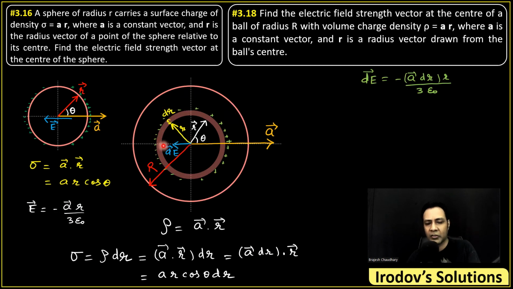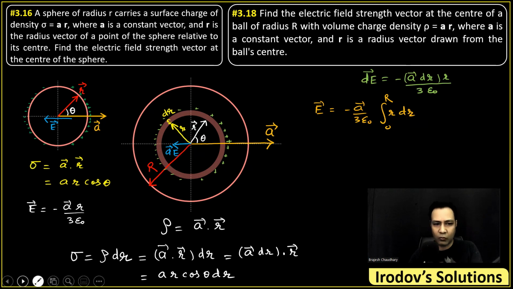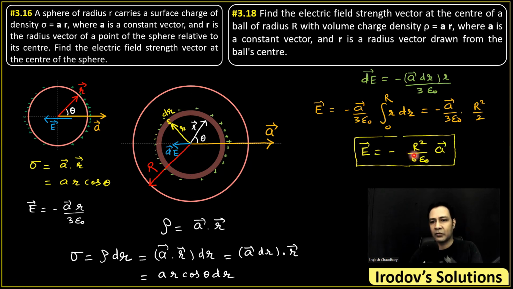Because of each shell, the electric field will be along this direction, and all these electric fields will add up to give the resultant electric field. So the resultant electric field is the vector sum of all such dE's. So net E is the integration of dE. In the integration, I will take a vector and minus 1 upon 3 epsilon naught outside, and inside there will be r dr, which I add up from 0 to capital R. This integration gives r squared by 2. So overall I get minus a by 3 epsilon naught times R squared by 2, and on rearranging I get E equal to minus R squared upon 6 epsilon naught a vector, and that is my answer.